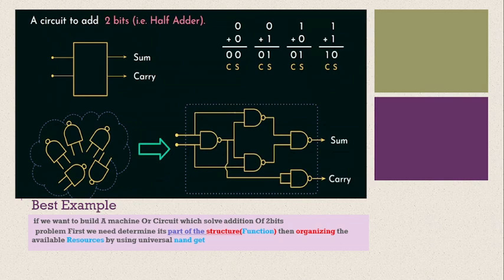For example, since computer language is binary, 0 and 1, when we say 0 plus 0, the sum is 0 and the carry is also 0. When we say 0 plus 1, the sum is 1 and the carry is 0. When we say 1 plus 0, it is the same: the carry is 0 and the sum is 1. When we say 1 plus 1, the sum is 0, but we have 1 carry.